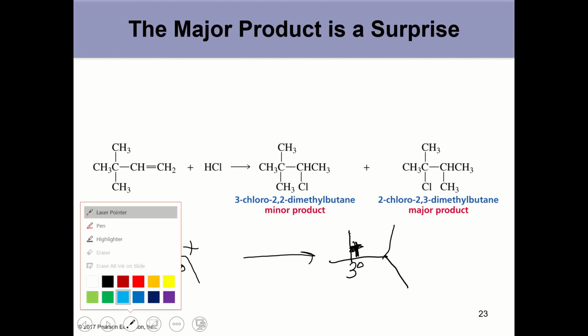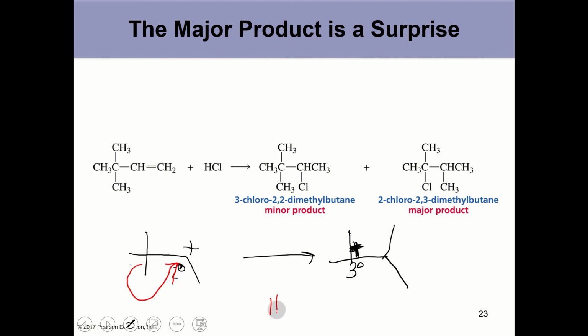So what we've learned is that hydrides, H with a lone pair, and methyls, methyl anion, with its lone pair can shift, as long as it results in a more stable, more substituted carbocation.